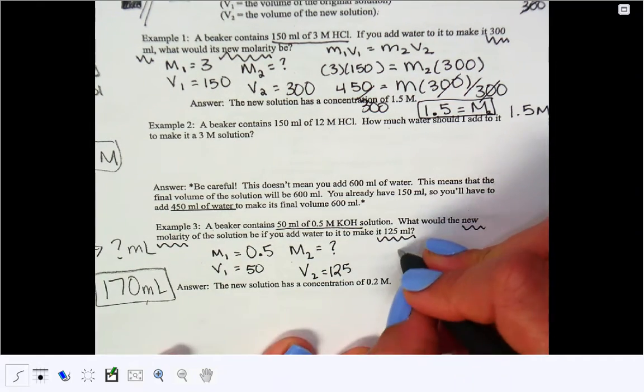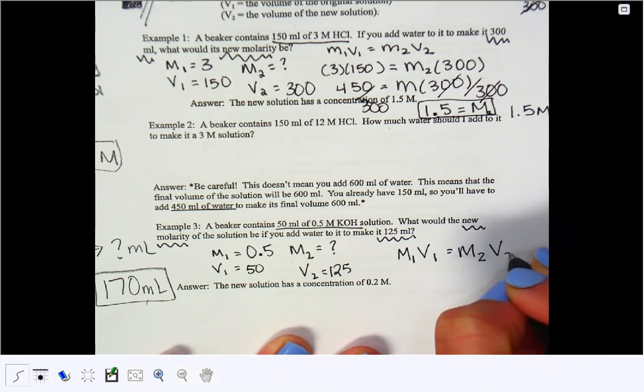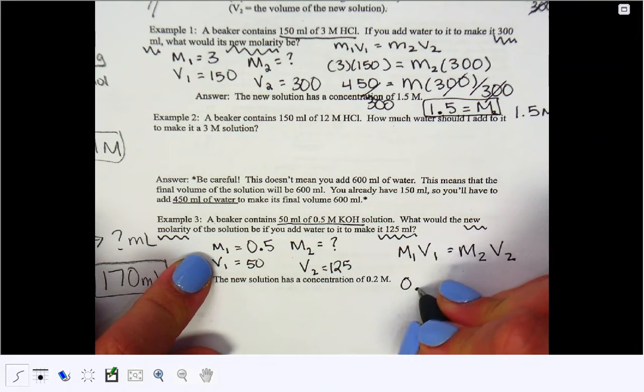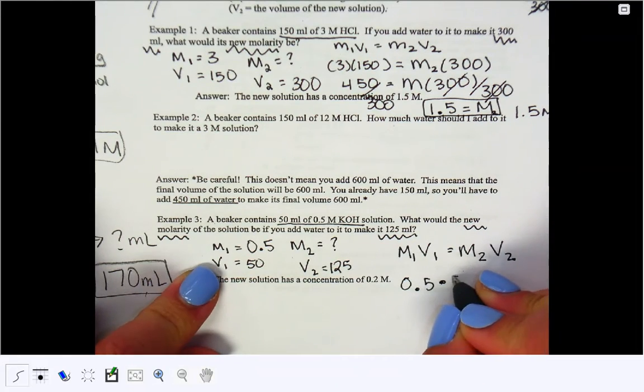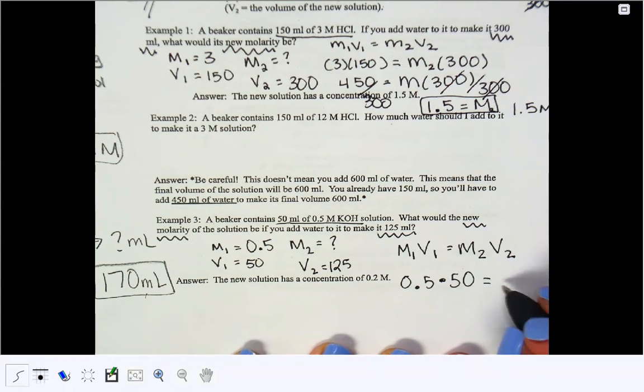All right, so we have all of our givens. We're going to plug into our M1 V1 equals M2 V2. Okay, so I'm just going to go ahead and take my 0.5, multiply it by 50 is equal to M little 2 times 125.